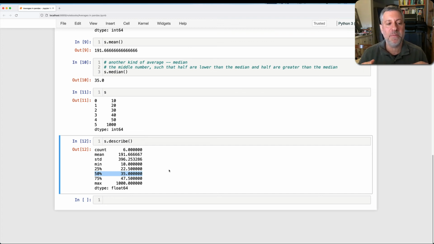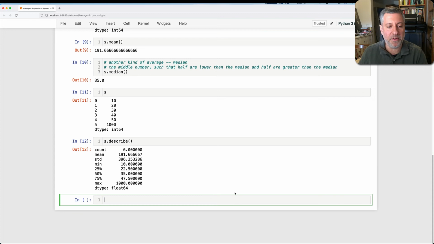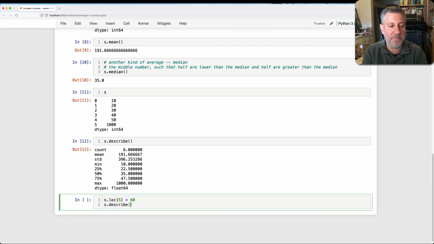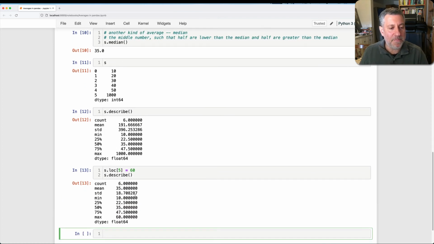By contrast, if the mean and the median are pretty close to one another, like if I now say s.loc of 5 once again is 60, now I do an s.describe, and we'll see that the mean and the median are actually exactly the same. And that means that we have a pretty balanced data set, that half are above the mean, half are below the mean. And by definition, of course, half are above the median, half are below the median.